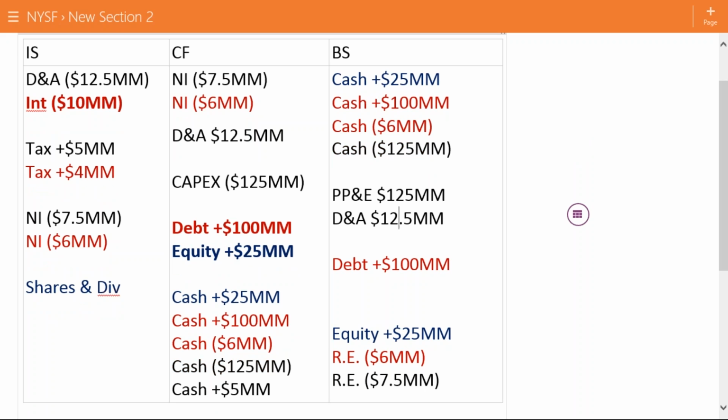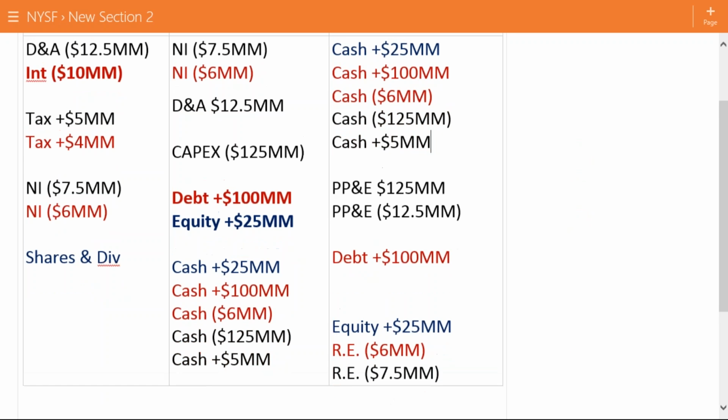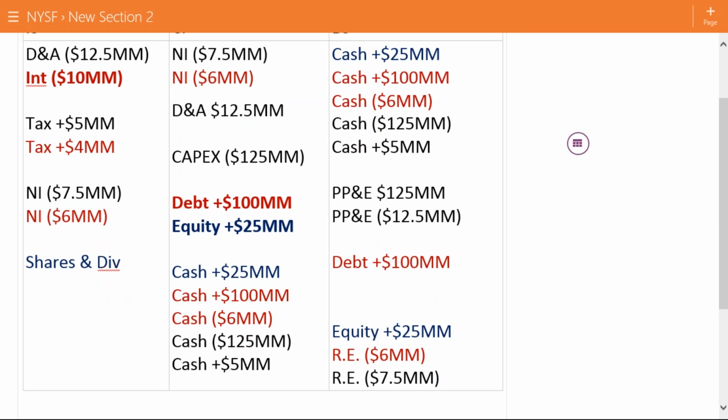PP&E goes down. It's a reduction in PP&E. What else do we move? The cash. Where does that go? Up 5. So we've handled everything. Okay? That's the impact on the acquisition and depreciation of the asset.